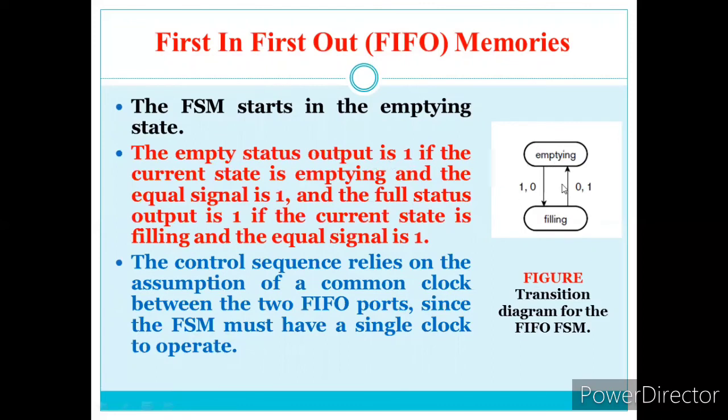The empty status output is 1 if the current state is emptying and the equal signal is 1, and the full status output is 1 if the current state is filling and the equal signal is 1. This way the operation is performed. So the control sequence relies on the assumption of a common clock between the FIFO ports, since the FSM must have a single clock according to the given problem.